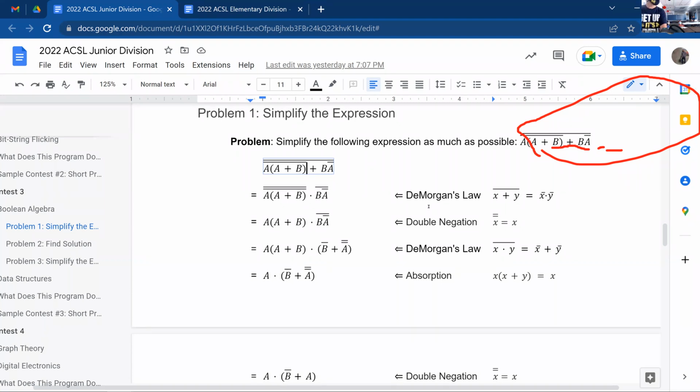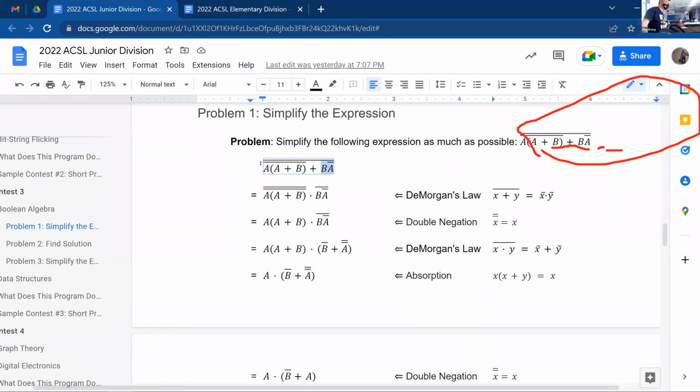Okay, so this is one part, right? This is one part. And then it ORs the other part, which is this part, right? So the next step is to break that OR apart, right? It's not X and not Y. That's the law, right? And apply that law in here.